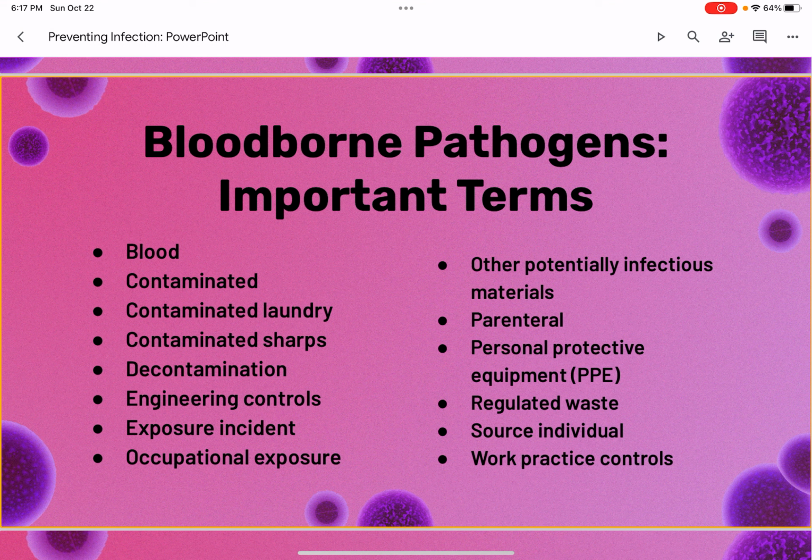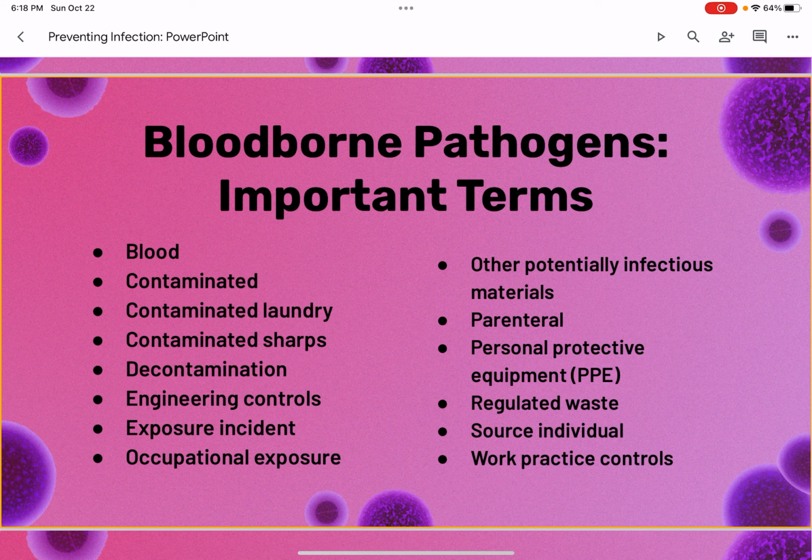Personal protective equipment is the clothing or equipment worn by staff for protection against a hazard. For instance, gloves, goggles, face shields, masks, shoe covers, and surgical caps. Regulated waste is closable, puncture-resistant, leak-proof containers color-coded in red with the biohazard symbol.